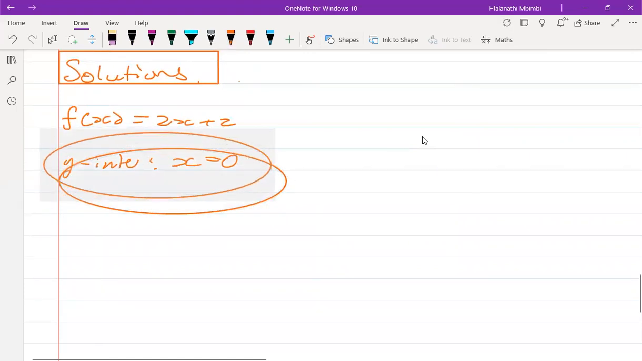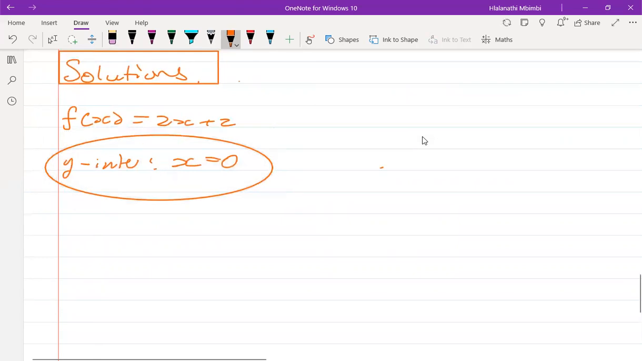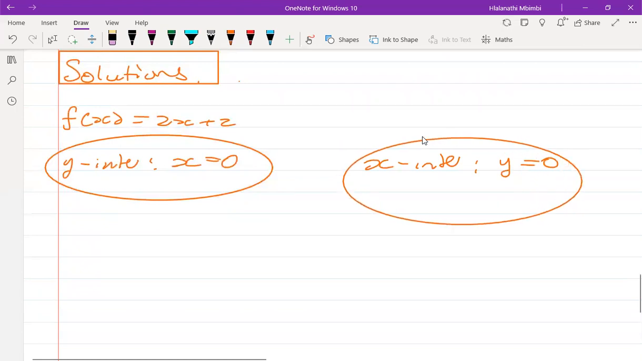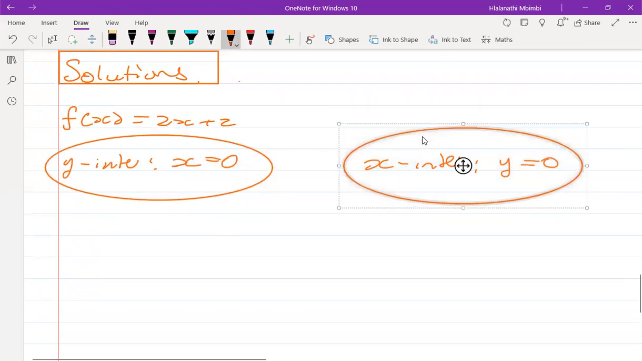Anyway, I'm going to start with our y-intercept, and then we're going to come to our x-intercept. That also happens when y is equal to 0, so they are similar. We're going to go and do those.